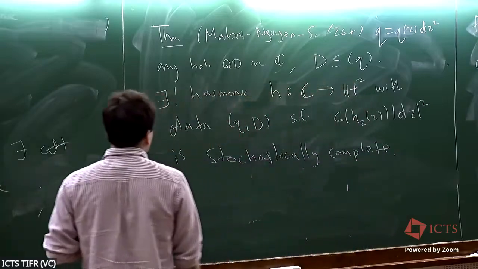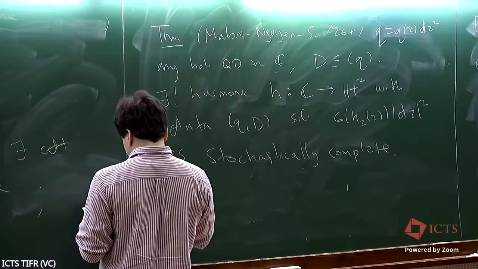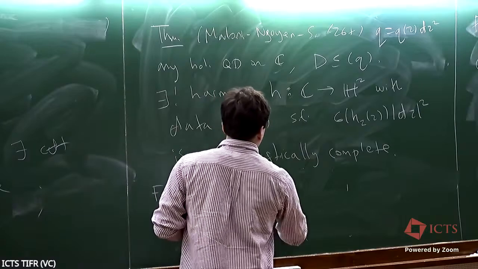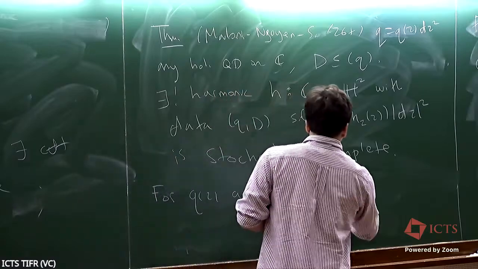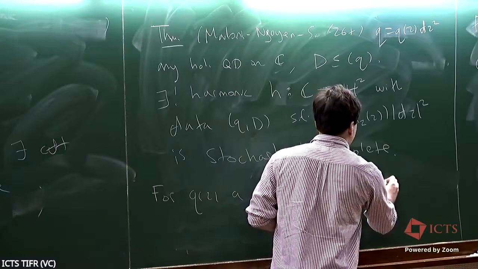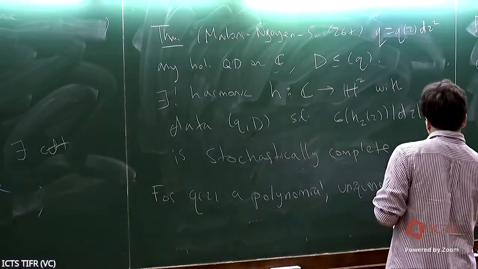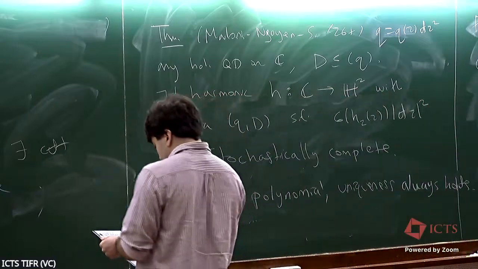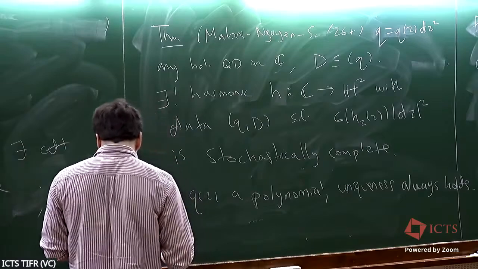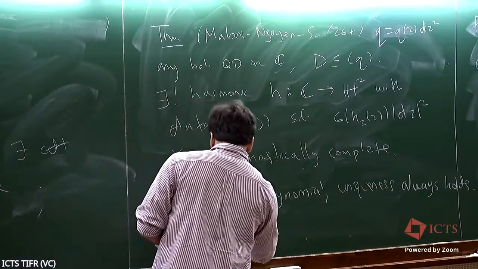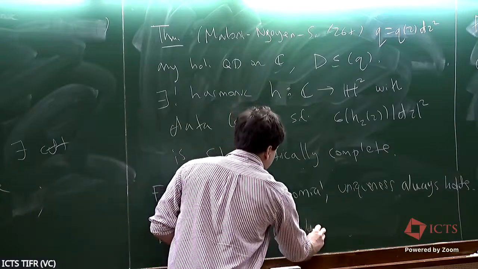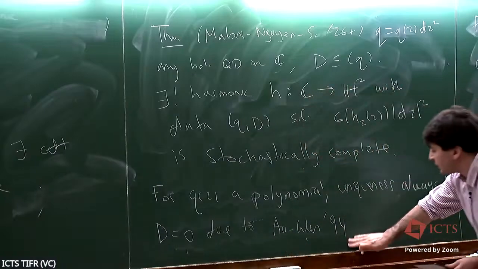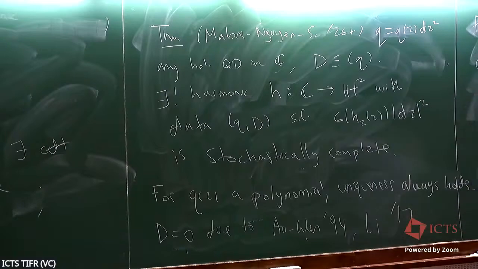The case that we actually care about is polynomials, or really z to the n. So for Q(z) a polynomial, uniqueness always holds. Before I talk about the results, I should mention the case D equals 0 has been known for a while. This is due to Au and Wan in 94. And this extra line that uniqueness is automatic for polynomials is due to Chong Ling Li in 2017.